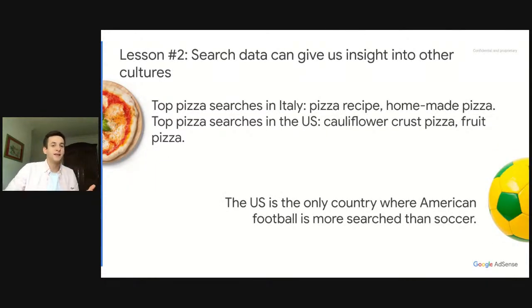But the second lesson is that search data can also give us very interesting insights on different cultures in different places and how different terms can be related to different ways of thinking. So for instance, in Italy, where pizza comes from, the focus is generally on the recipe itself or really on the homemade pizza. Whereas in the US, for instance, we've seen that the searches are a bit more original, with fruit pizza being a top search, or a different sort of crust with cauliflower.